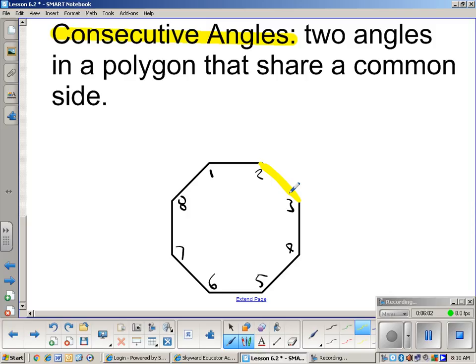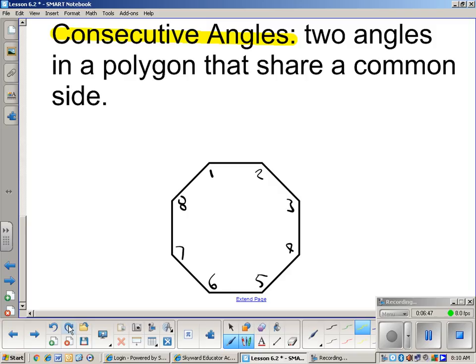Katie? 1 and 7. Well, let's look at that. So 1 is this angle, and 7 is this angle. Do they share a side? No, so it's 1 and what? 1 and 8. Okay? Again, 1 is this angle, and 8 is this angle, and so yeah, they share this side. So I would agree with that. So 1 and 8.